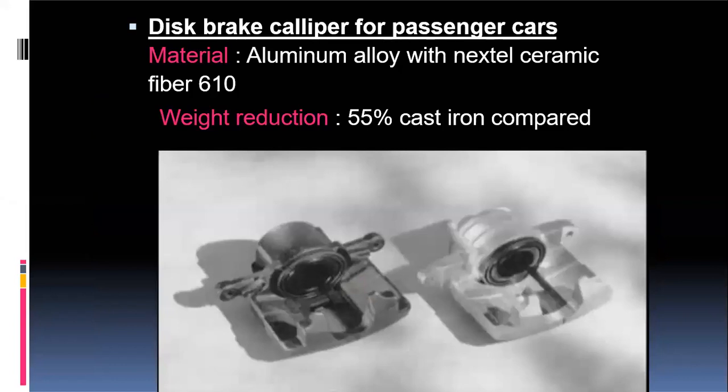Next, they are used in the disc brake calipers for passenger cars. For passenger cars, they are using disc brake calipers also. The material used for the disc brake calipers is aluminum alloy with Nextel ceramic fiber. These are the Nextel 610 ceramic fibers, and they are used in the material. The weight reduction is 55% compared with cast iron.